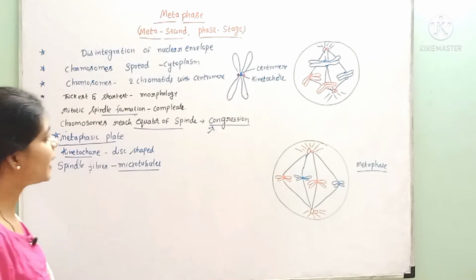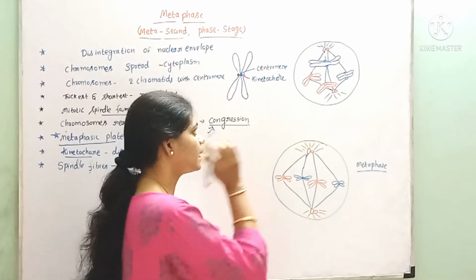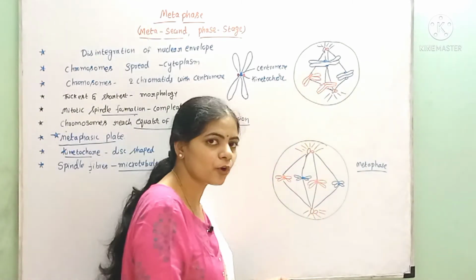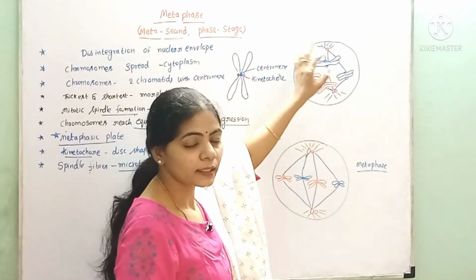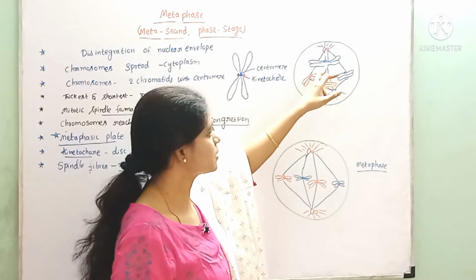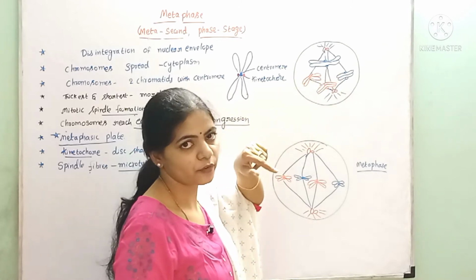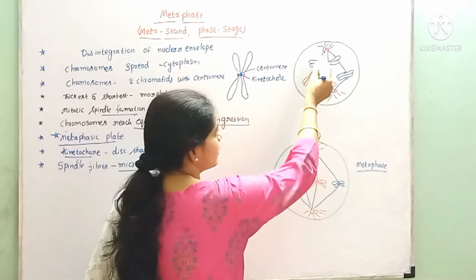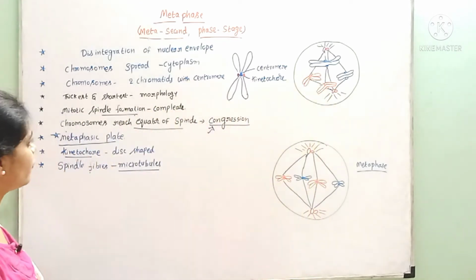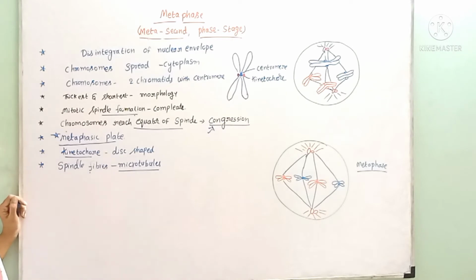And here, the mitotic spindle formation completes. What is the mitotic spindle formation? From the centrioles, the spindle fibers arise. The initiation of that spindle fiber formation occurs in the prophase. Here, in this metaphase, the complete process occurs. The metaphasic spindle formation is completed in this phase.